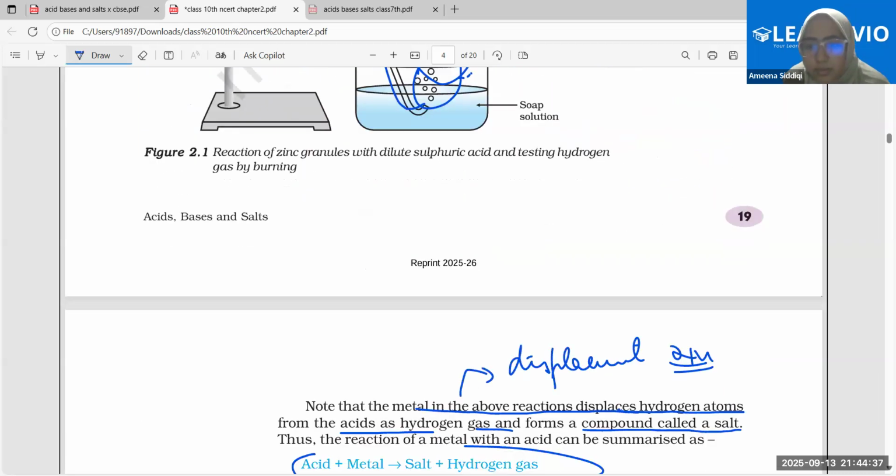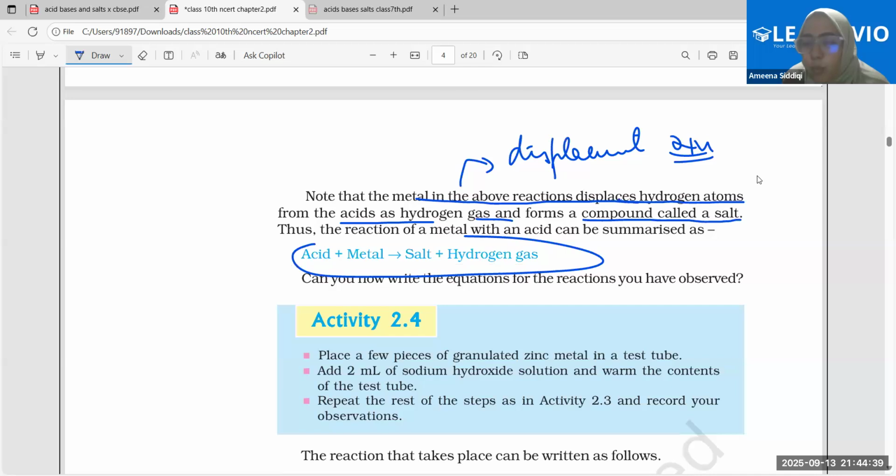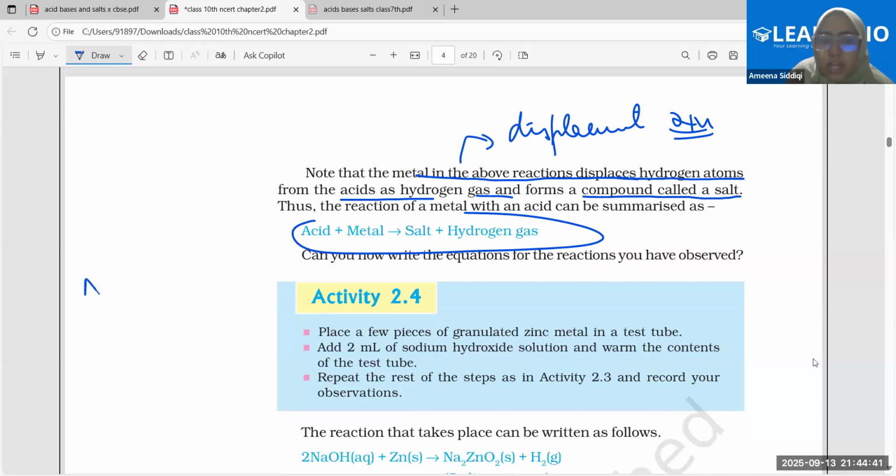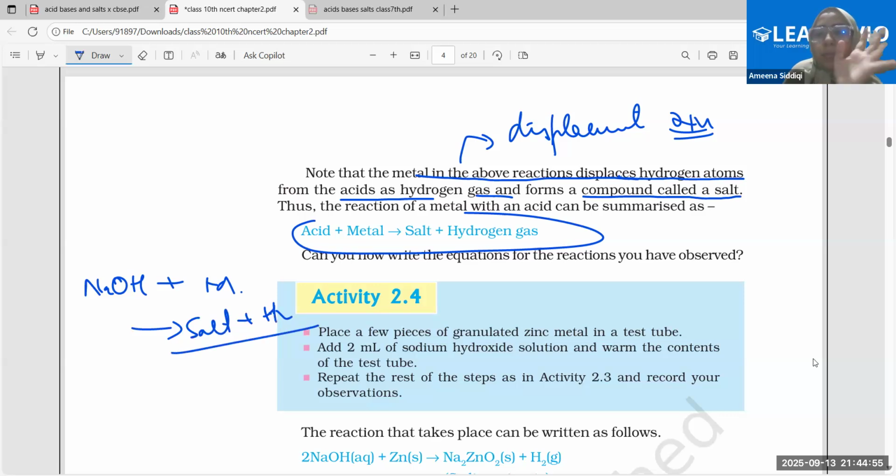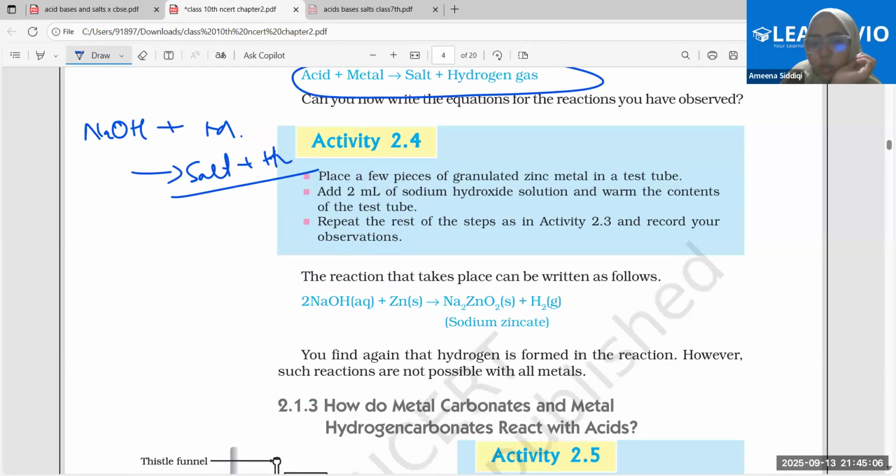Okay, yes, fine. Coming on to the next point. What will happen when a base reacts with a metal? Salt plus hydrogen gas. Now here, this reaction is not possible with almost every metal, and if it is, it's a very complicated reaction. Now one important point that I want to discuss here: this is the salt. Sodium zincate is the salt.